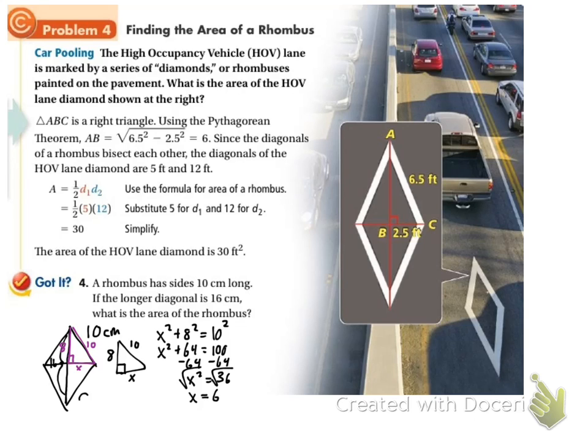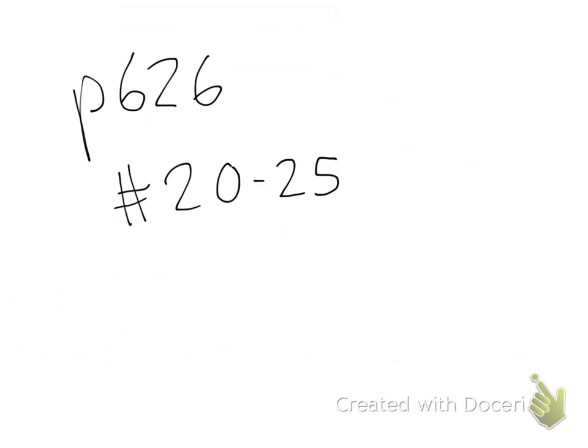So the whole diagonal is going to be 12 then, right? 6 and 6. And we said our first diagonal was 16, and now we can find the area. So A is equal to 1/2 d1 d2, so A is equal to 1/2 times 16 times 12, which gives us 96, and we were working in centimeters, so 96 centimeters squared. And there's your homework.